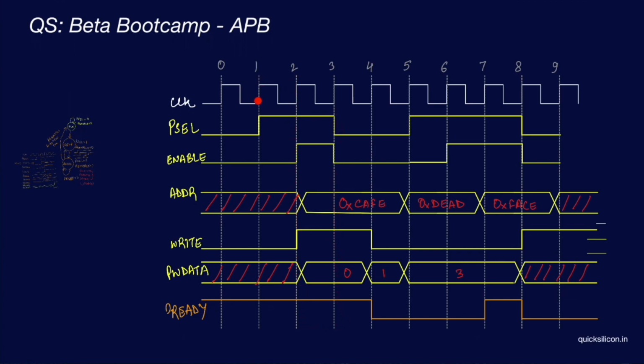So this is basically your setup phase. This is your access phase, and you move back to idle phase here because you got a P ready and your P select went 0. So this is how your state machines would be transitioning. So this would be your setup, this is access, and then you're back to idle, and here we were in idle state.